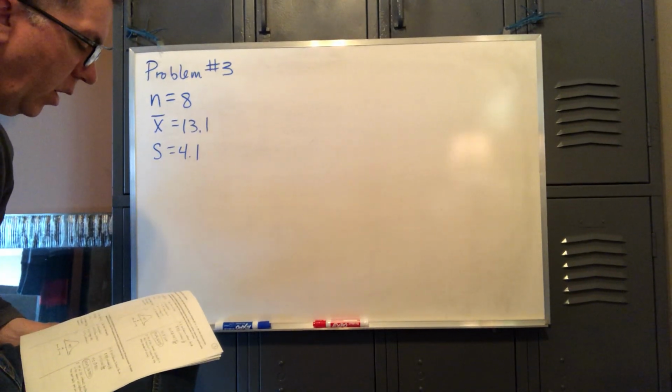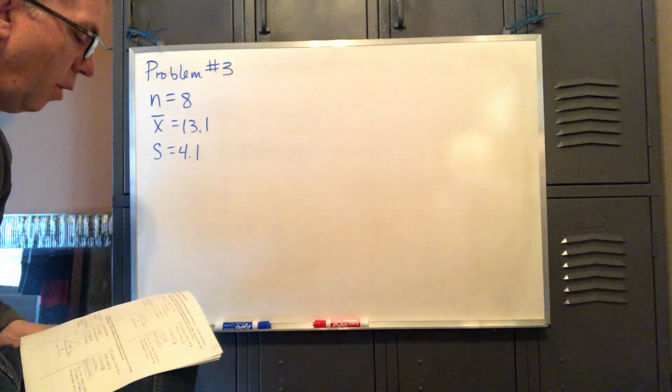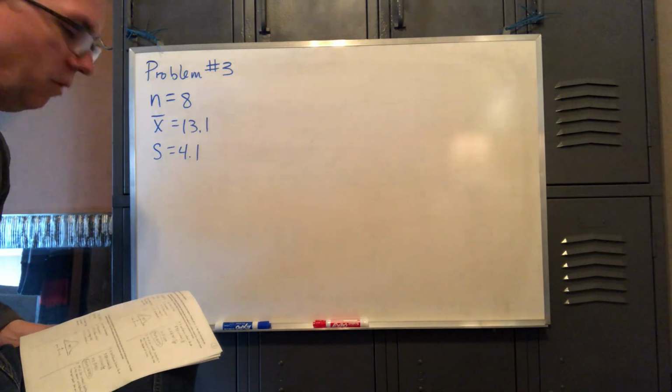Okay, for this video we're going to look at, from your handout, problem number 3. At the very top of page 3 it says confidence intervals for mu when sigma is unknown. So here's number 3.